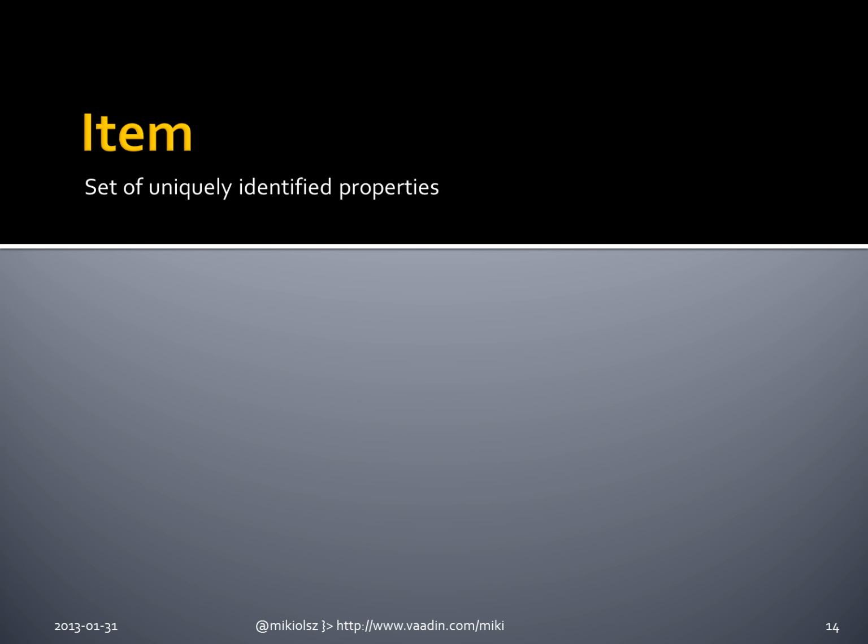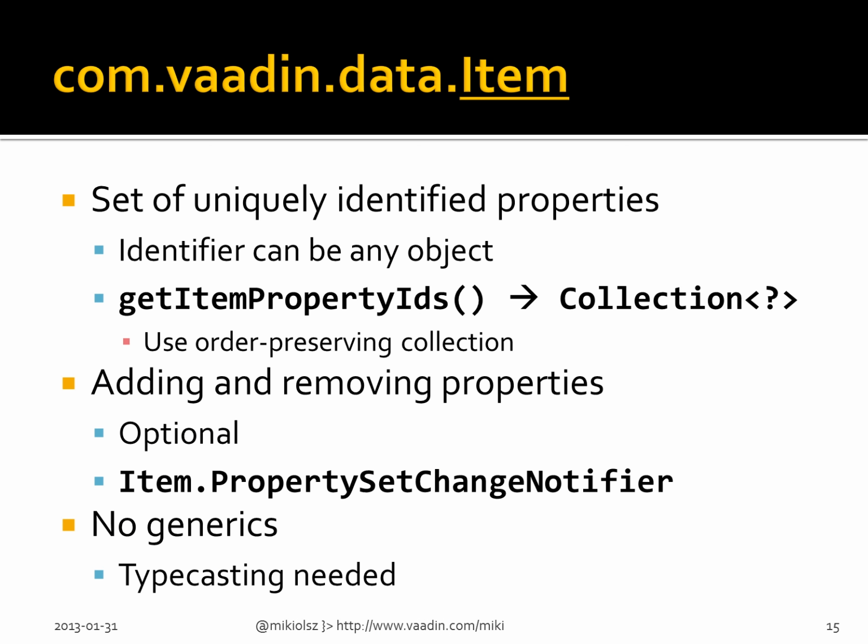So okay, once we have the property, we should organize it into some sort of a more concrete form. So we have items, where each item is a set of uniquely identified properties. And what does that mean? That means that we can get the identifiers or IDs of the properties that the item stores.